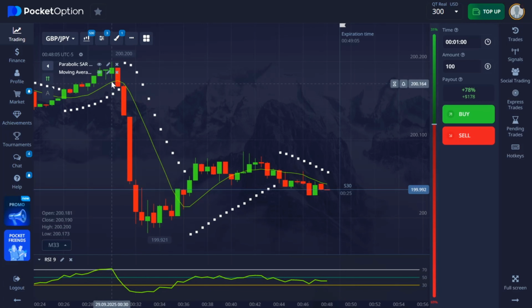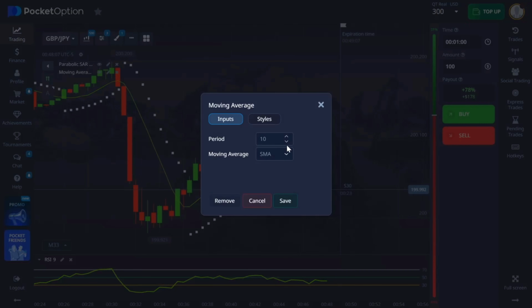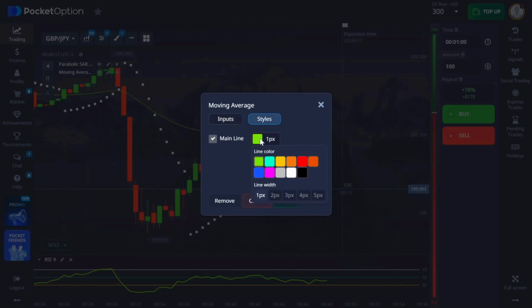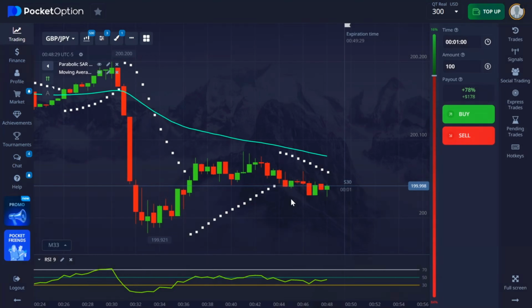For the next indicator, it's going to be moving average, right? And the settings is going to be 55, and I'm going to use EMA. For the colors, I'm going to choose, let me see, yeah, this color I'm going to use, and I'm going to 2 pixel. It's saved.